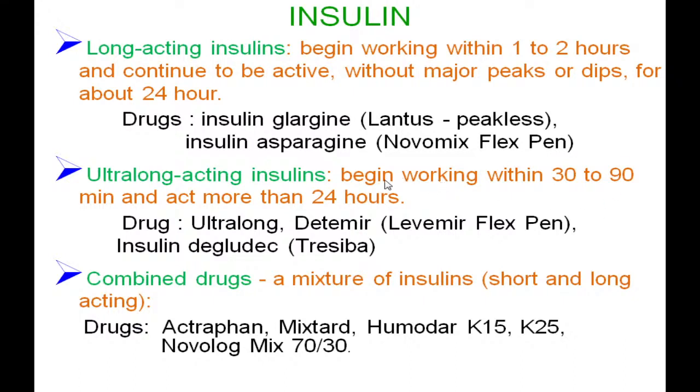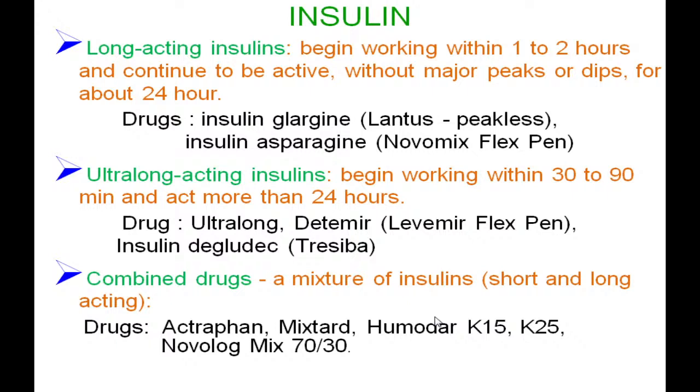Let's continue preparations of insulin. Next group, ultra-long acting insulins. Ultra-long. Begin working within 30 to 90 minutes and act more than 24 hours. Ultra-long: Detemir, trade name Levemir, insulin degludec or Tresiba, and the last, combinations, combinations more often of short-acting and long-acting.